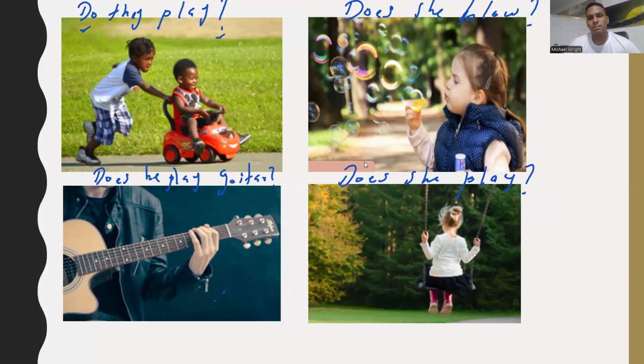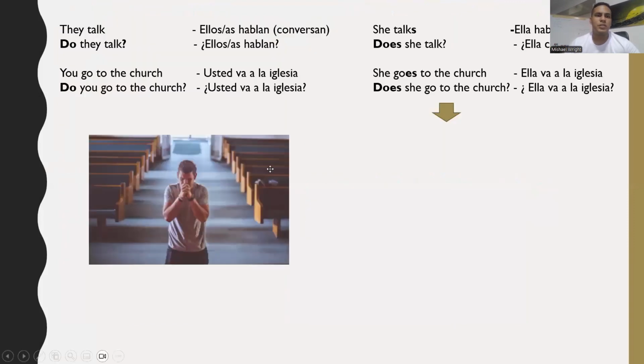So the other one, we have more examples now. Look, in the affirmative case statement, we say they talk, but if you want to convert this into a question, pregunta, you say, do they talk? Do they talk? So this would be the question, right?